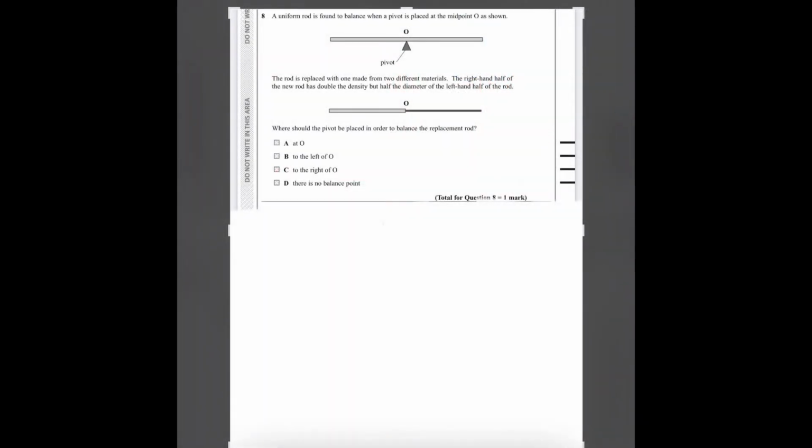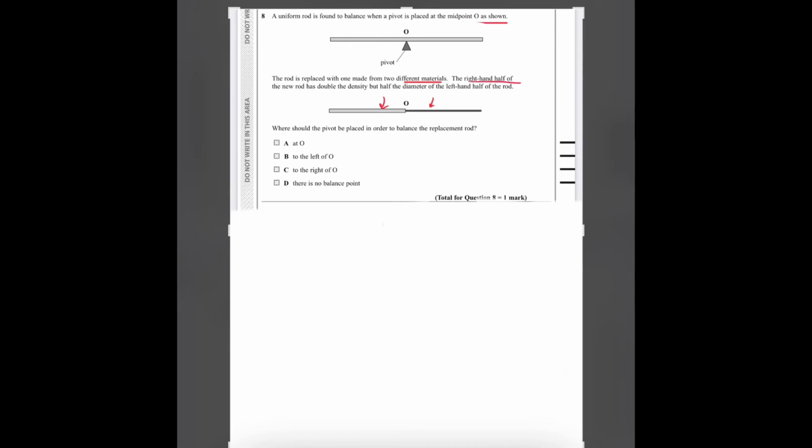Number 8. A uniform rod is found to balance when a pivot is placed at midpoint O as shown. So these two parts are identical. They have the same mass, same length on either side of the pivot. So the rod is replaced with one made from two different materials, right? So this is a different material and this is a different material.